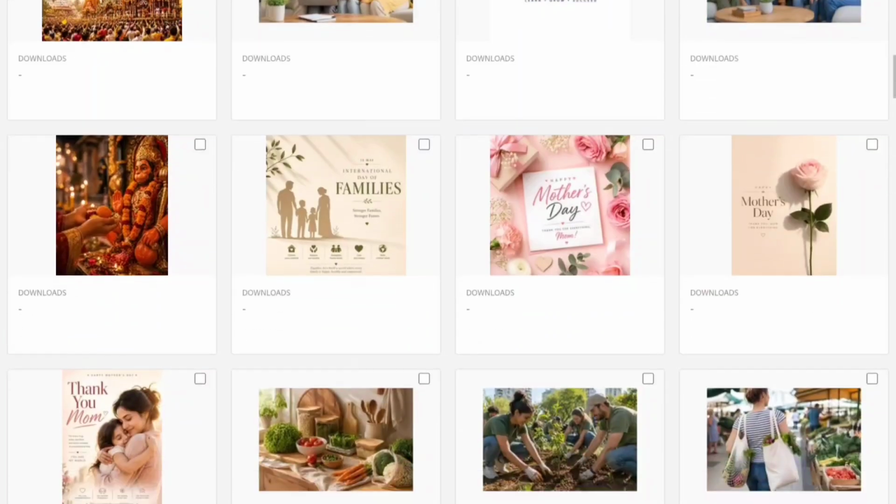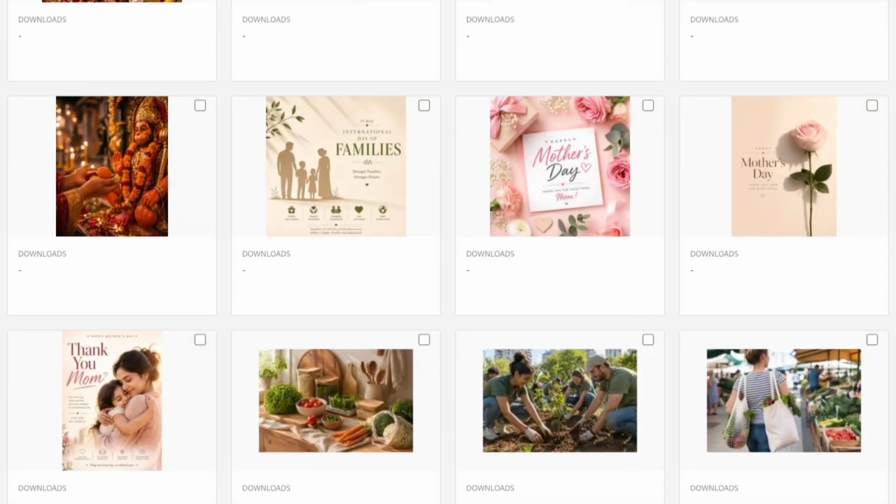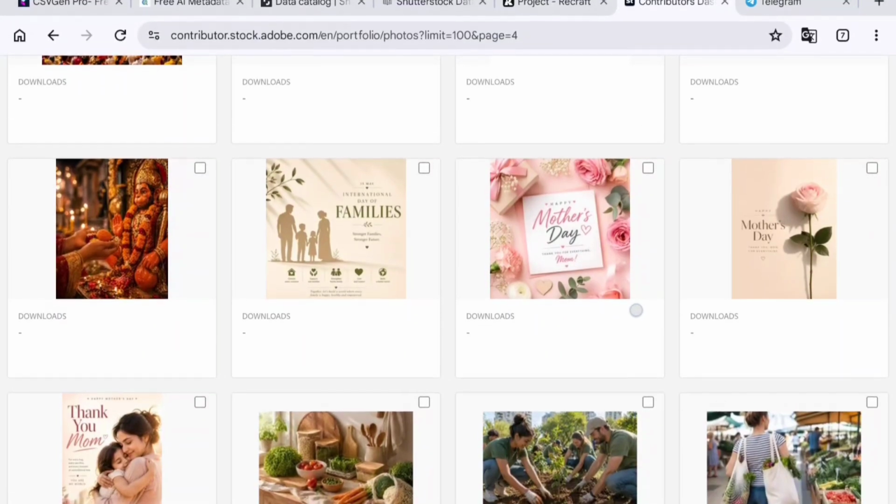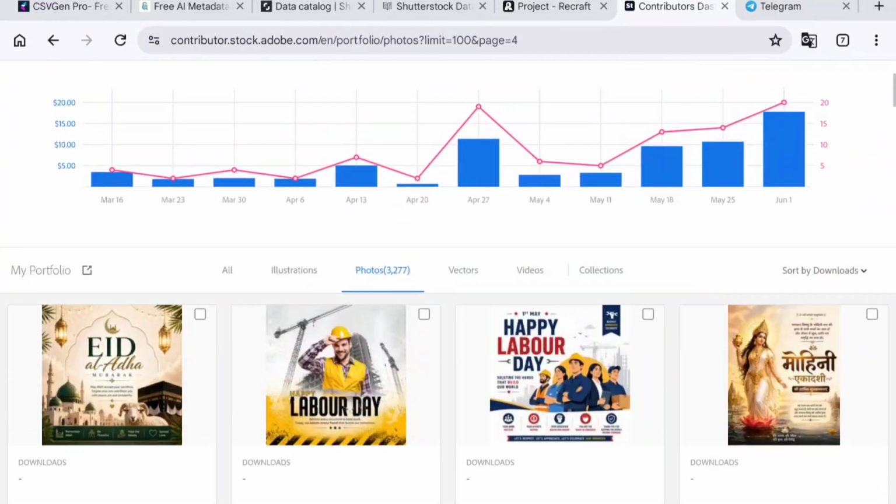Suppose these images have 0 downloads. So, for many contributors, the average earning per design over time is roughly 20 cents to $1 per month. But now let's do the math.